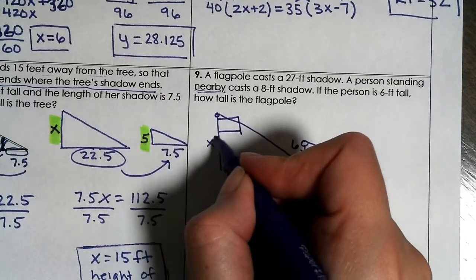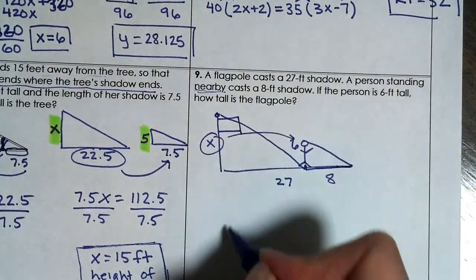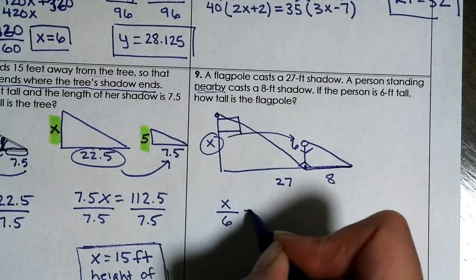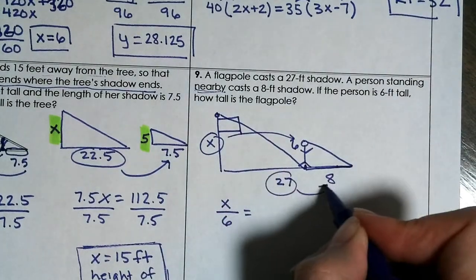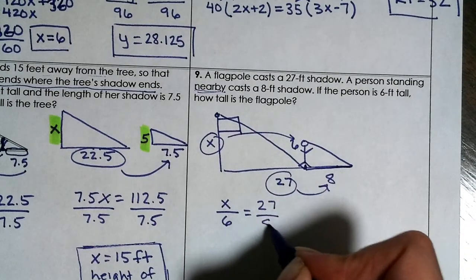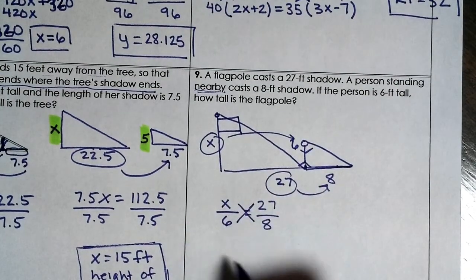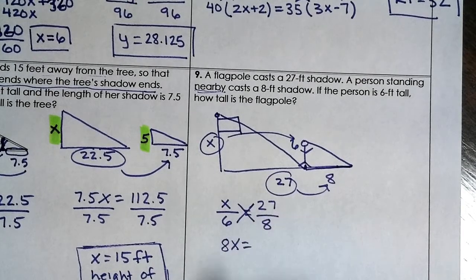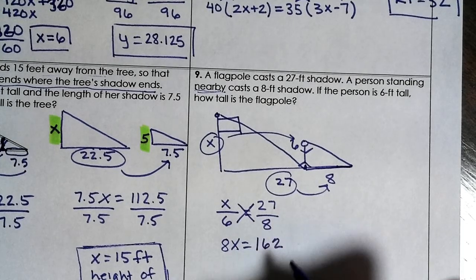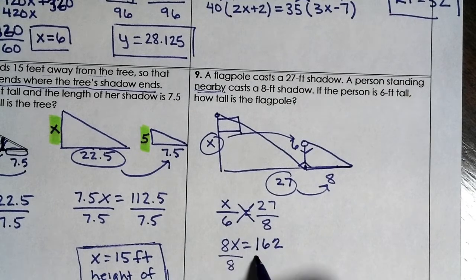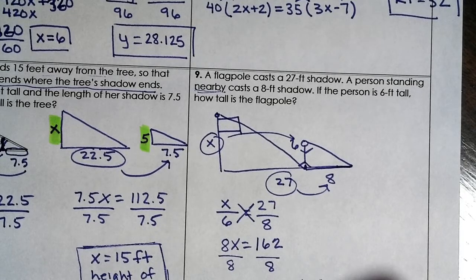We'll see. So I can say that x over 6 should be equal to 27 over 8. I cross multiply. I get 8x should be equal to 162. My last step is to divide by 8. And I get 20.25.